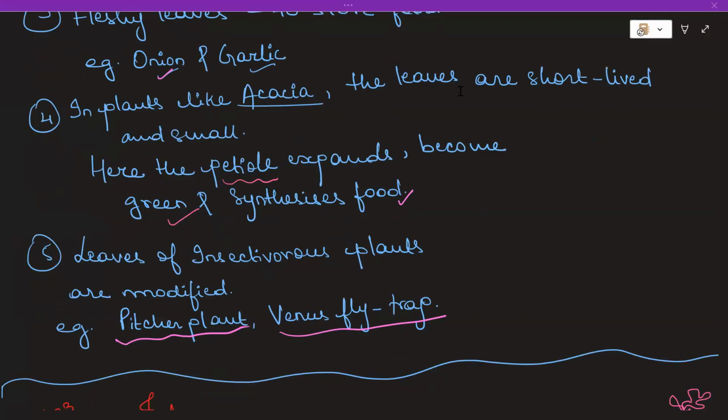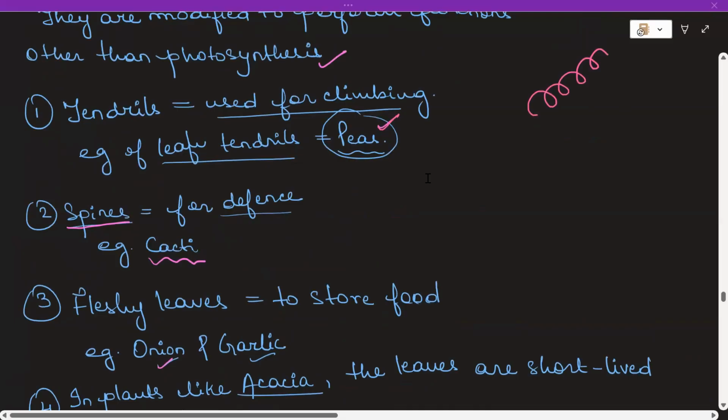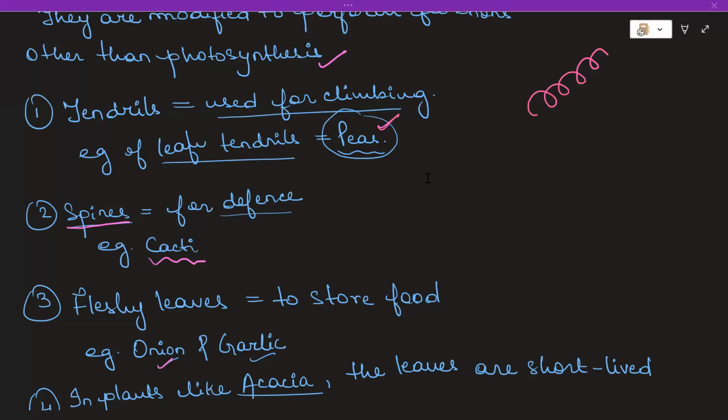Ma'am, didn't we do the tendrils and spines in stems also? Tendrils and spines are present as a stem modification as well, and they are present as a leaf modification as well. Both the examples are different. Tendrils in that case were cucumber and the bitter gourd and that gourd family, but here it is the peas. Understood? So that is a leaf tendril. The one that we studied earlier was a stem tendril. Same way we saw the thorn. Thorn is the modification of a stem, whereas spine is the modification of the leaf. Got it? Yeah, got it.